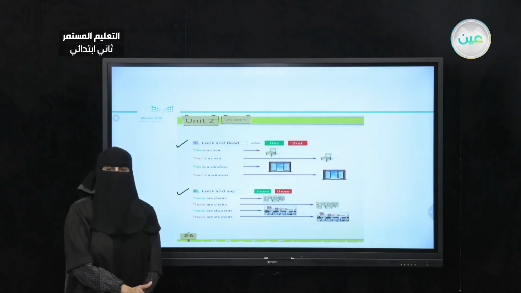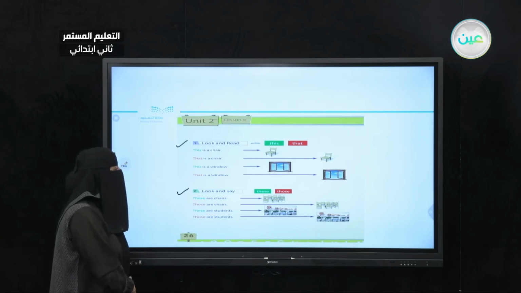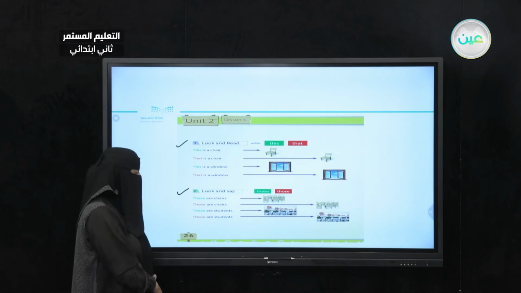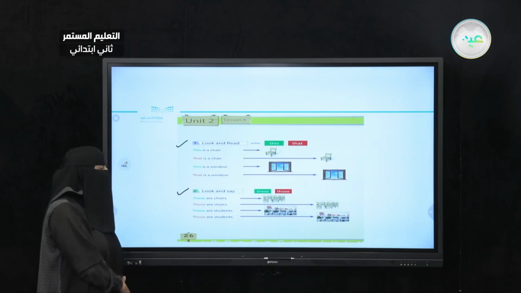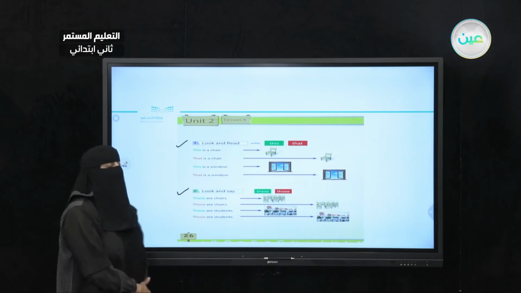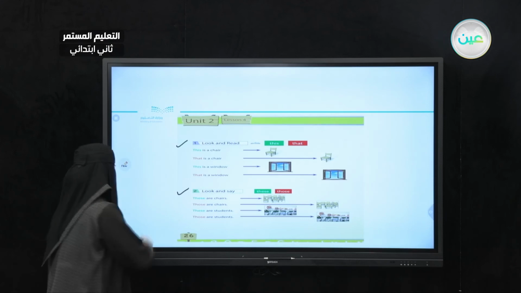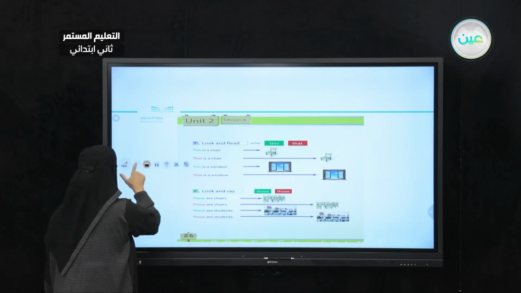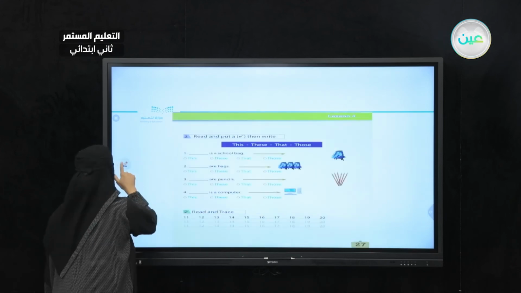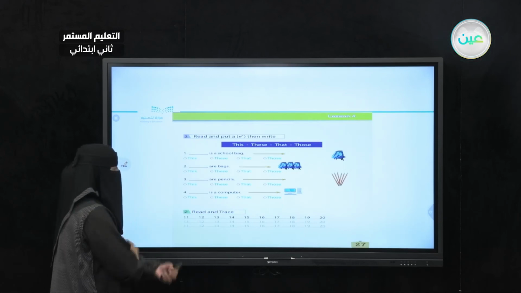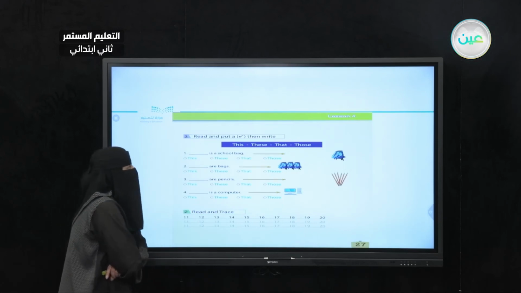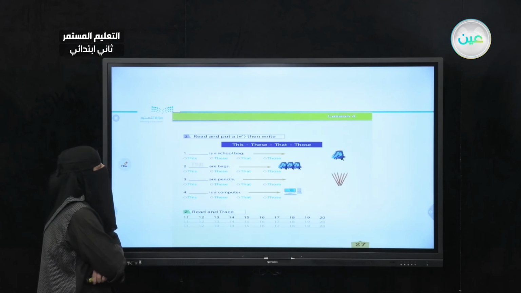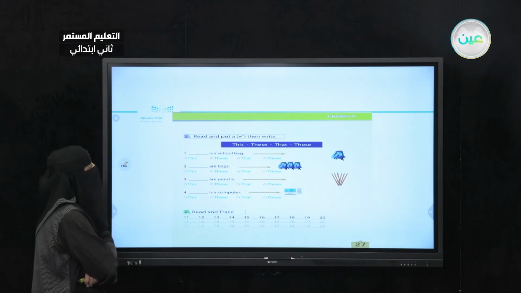These are chairs. Those are chairs. These are students. Those are students. Very good. Moving to the next page, I have an exercise here. Read and put right, then write your answers.